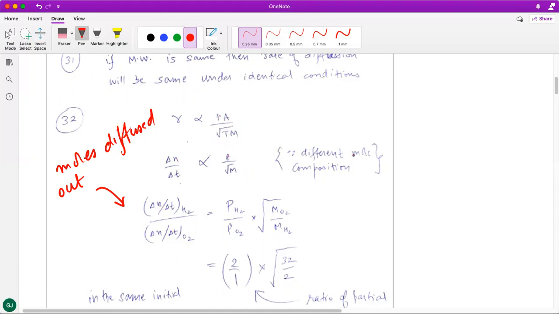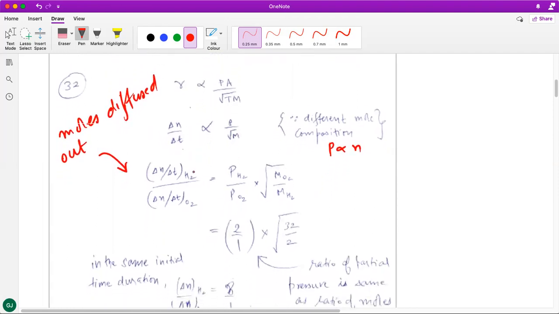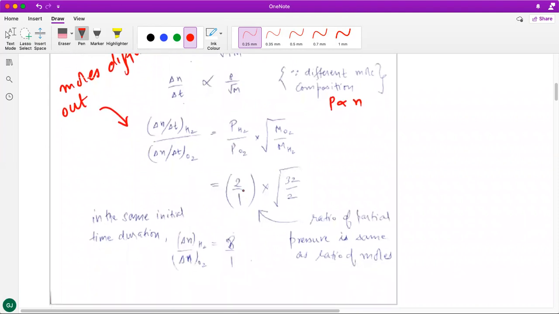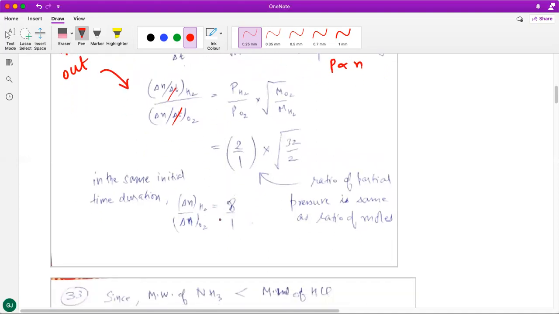Why have we taken P into account? Because different mole composition is given initially. Since partial pressure of a gas is directly proportional to its moles, if the mole composition is different, then the partial pressure will also be different. Keeping this in mind, we divide the rate of the two gases and substitute the data that is given in the question. With this, we get that the T term cancels out because it is the same initial time duration in which the gas is coming out. And as a result, we get the ratio of the moles that came out, and this will be the composition as well.